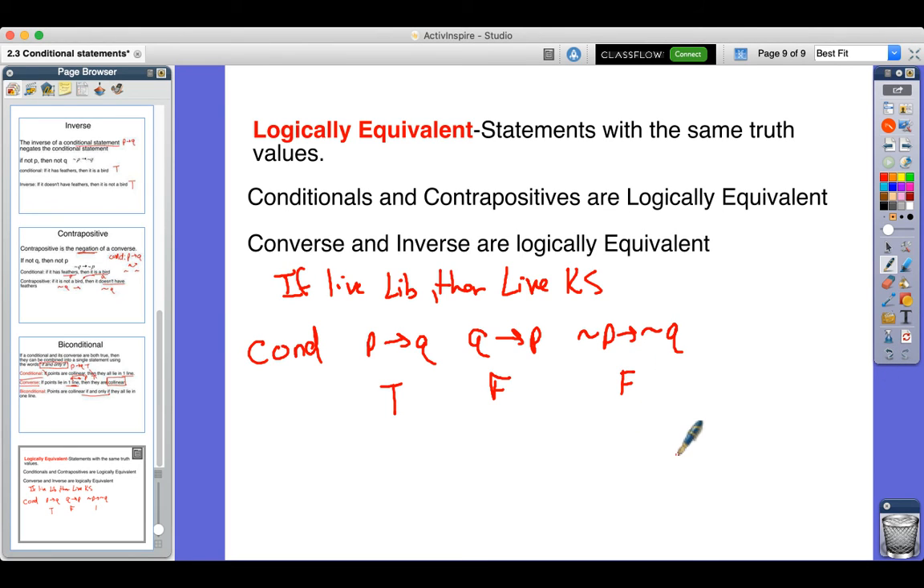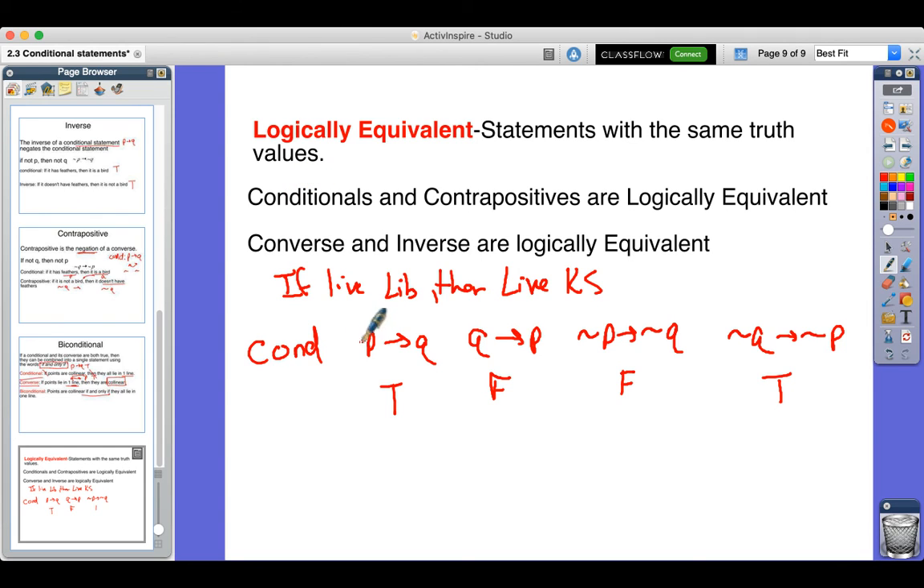So that is false. And then our last one is the contrapositive. So we negate them and we flip them. So not Q implies not P. If you don't live in Kansas, then you don't live in Liberal. Again, we're assuming our Liberal is the only Liberal that exists. So if you do not live in Kansas, then you do not live in Liberal. That is a true statement. So logically equivalent statements have the same truth value.